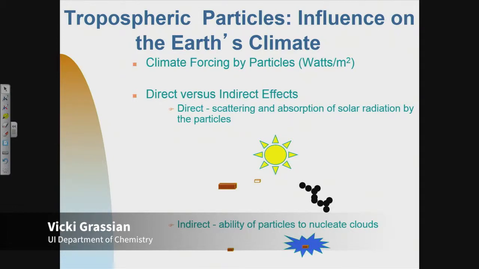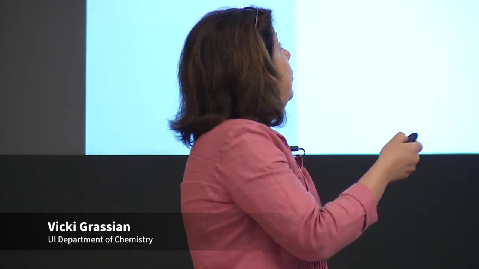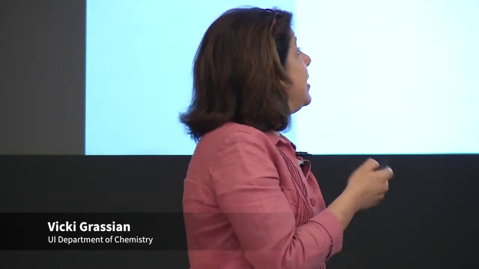And so we want to understand what the particles are doing. Now, why do particles influence climate? Well, they have two effects. We call them the direct versus the indirect effect. The direct effect is just that these particles can scatter and absorb solar radiation. So, you know, you have poor visibility on some days when there's a lot of particulate matter in the atmosphere. That's because they're scattering some of the light.